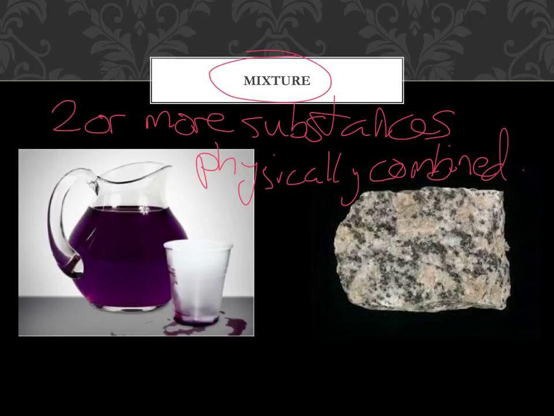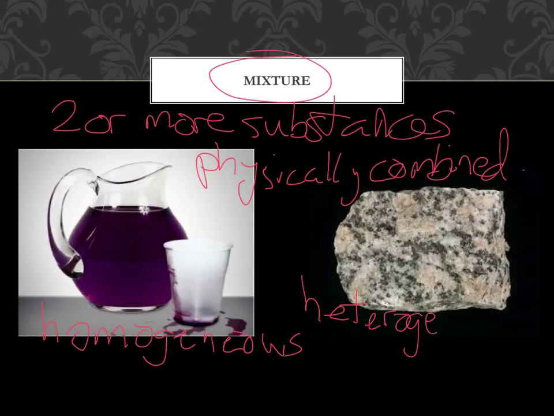Now there are two kinds of mixtures. One is called homogeneous. If you remember back to your physical science days, a homogeneous mixture is one where, when you look at it, you can't see the two or more different substances that go into it. For example, this grape juice, or purple colored water, is a homogeneous mixture. I can't tell the difference between the purple and the water. The other kind is what's called heterogeneous, like this rock here.